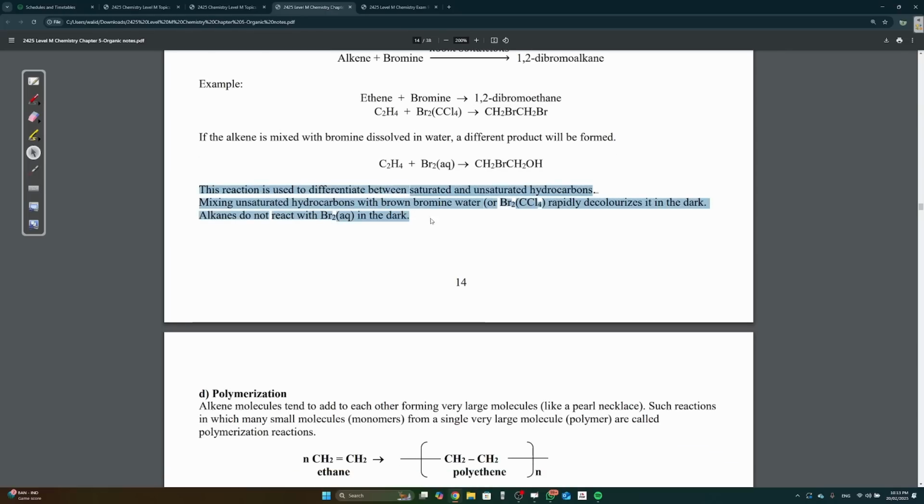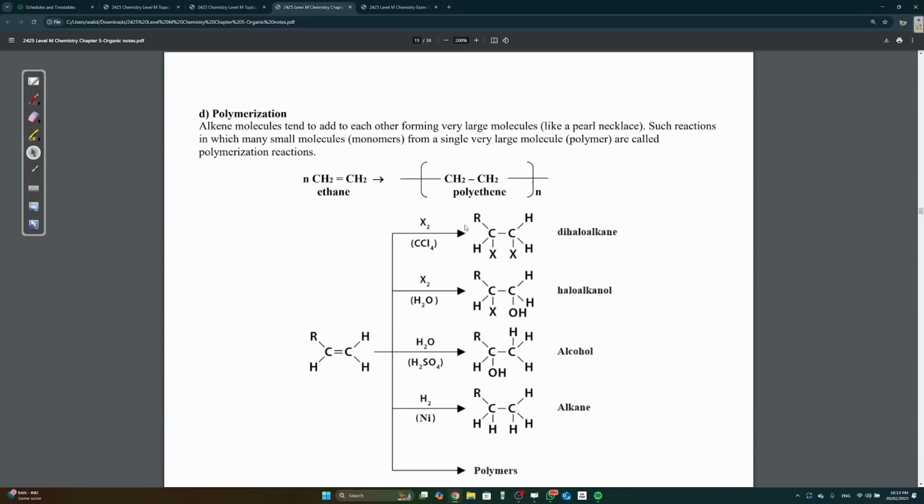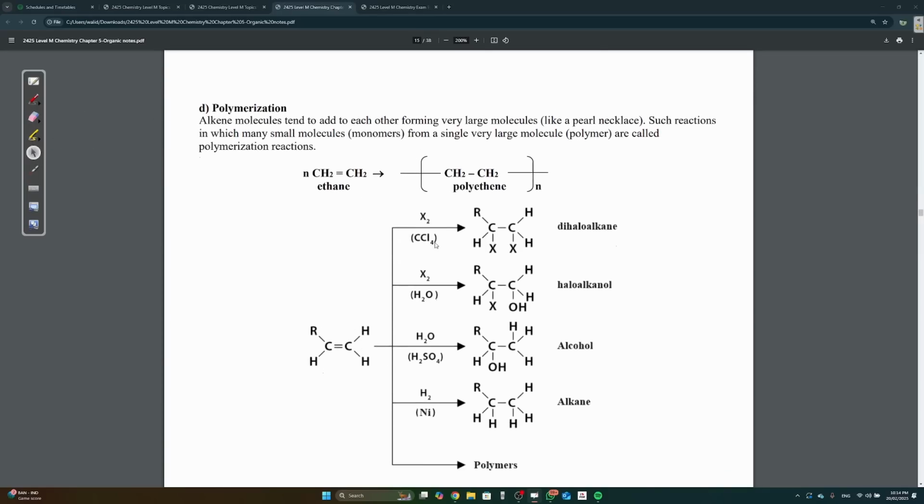So you can read this if you want and you'll get it. Polymerization: there's a whole section for polymers, so I'm not going to spend too much time on it. But you need to know alkenes add to each other to form very large molecules. These are called polymers. So basically, alkenes tend to form polymers. We're going to talk a lot about polymers later on, but this is how it works.